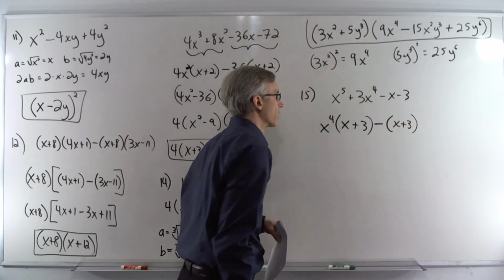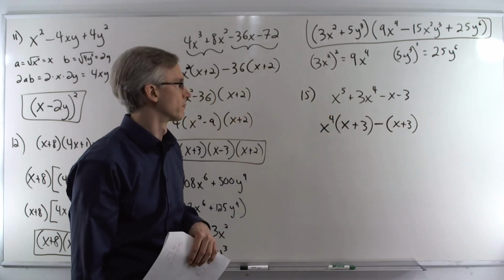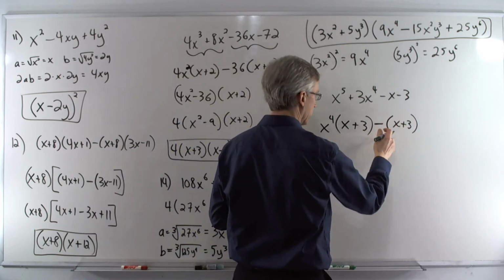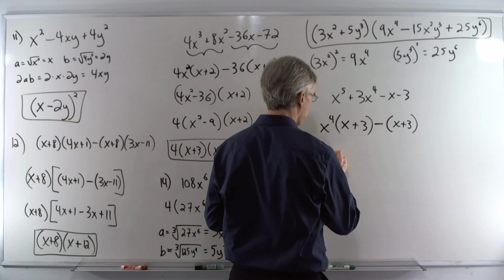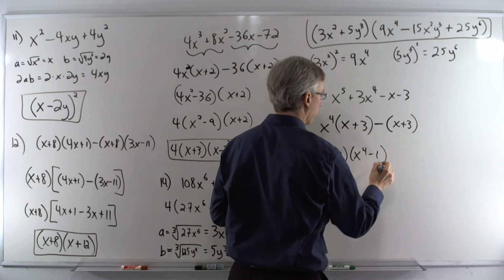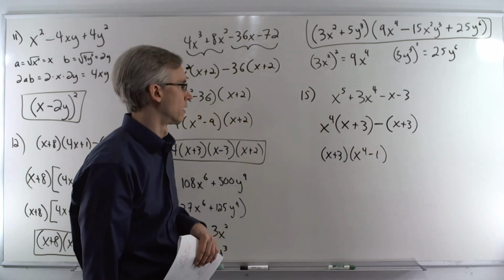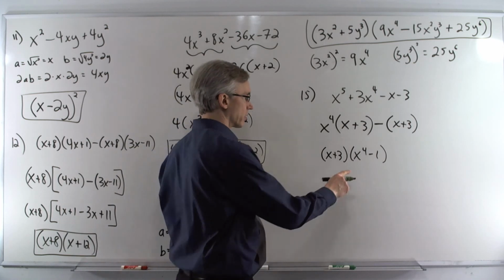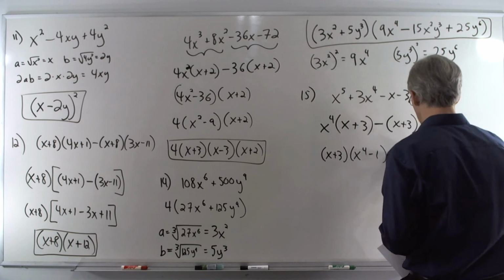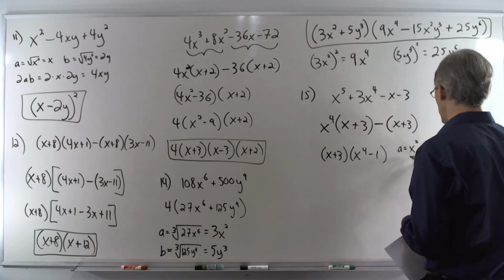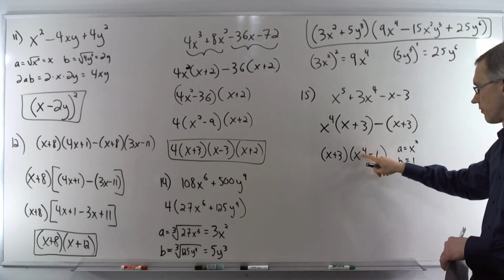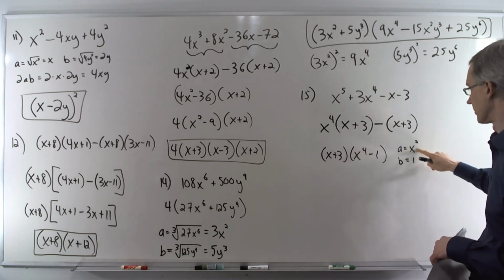I'll turn everything inside the parentheses positive. And then the unwritten coefficient here is a 1. Now we can complete the grouping by doing x plus 3 times x to the 4th minus 1. But we still have more to do here, because now we have difference of squares here. And a is going to be x squared, and b is 1. Right, square root of x to the 4th, divide 4 by 2 to get 2, so x squared.